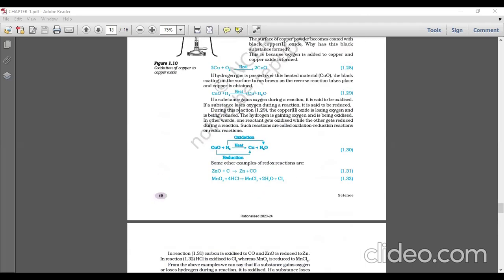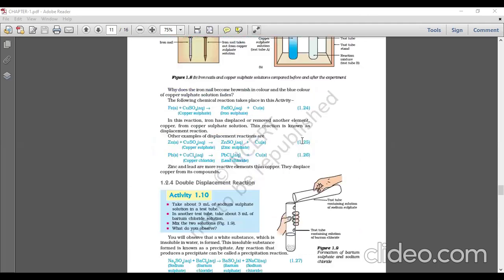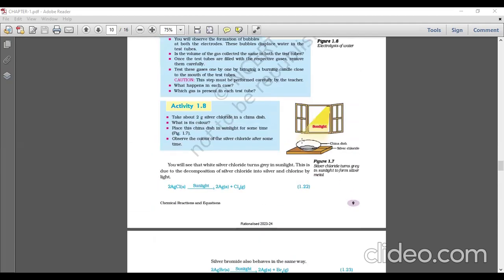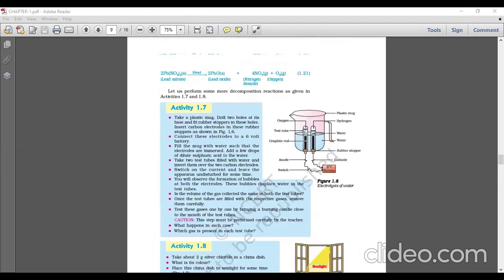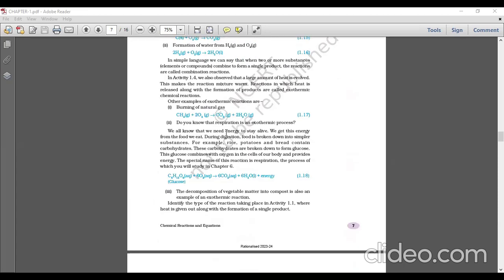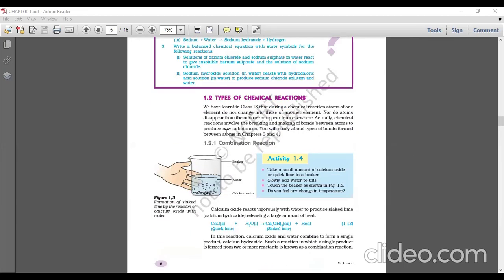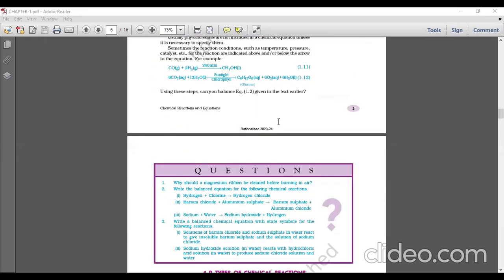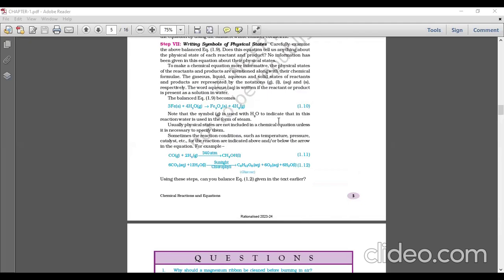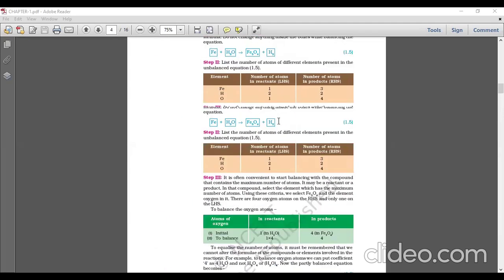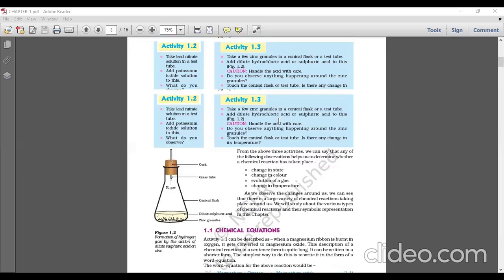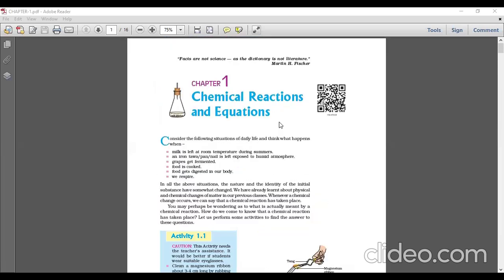Thank you everybody, and I hope you have understood. It is very important that you read each and every sentence, underline, and make your own notes. Whatever chemical equations and reactions have been given in this chapter, you need to practice them more, and then you'll definitely get good marks from this chapter in the board exams.